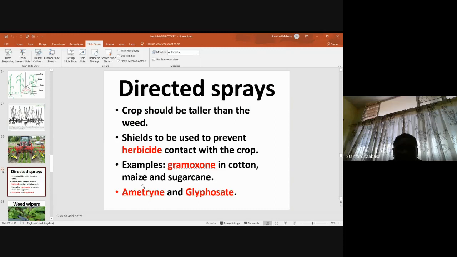Examples of herbicides which can be used include, for example, Gramoxone. We know it can kill cotton, maize, and sugarcane, but we can still use it provided you have shields to protect the crop. You can also use ametryn and glyphosate provided you are using the shields.